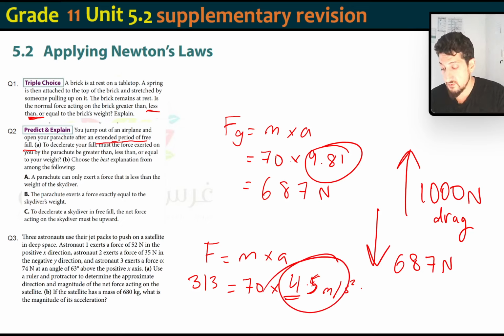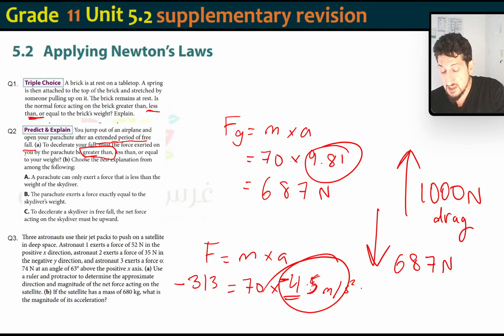You need to have a force exerted on you that is greater than your weight force. So which one of them would be the correct one? A parachute can only exert a force that is less than the weight of the skydiver. That's not true. A parachute exerts a force exactly equal? No, because if it was exactly equal, they would continue to fall at the same rate. To decelerate, they must exert a force that is opposite.